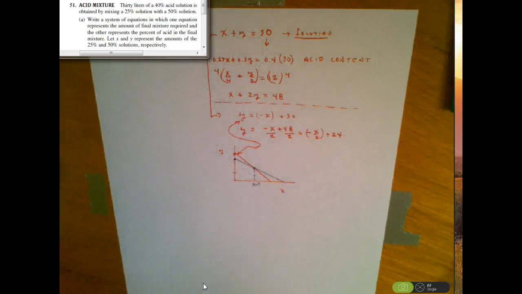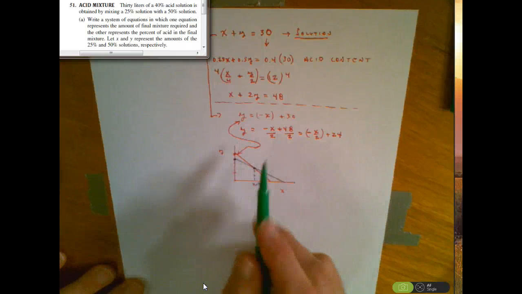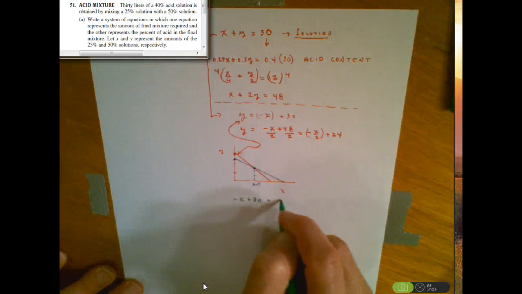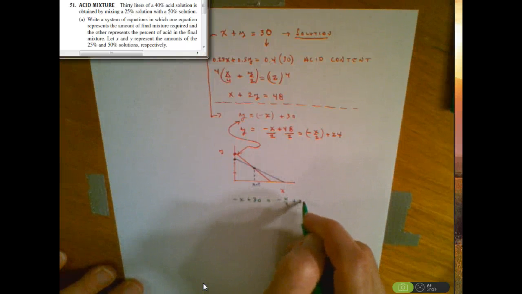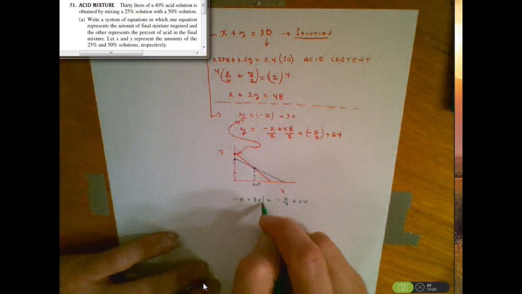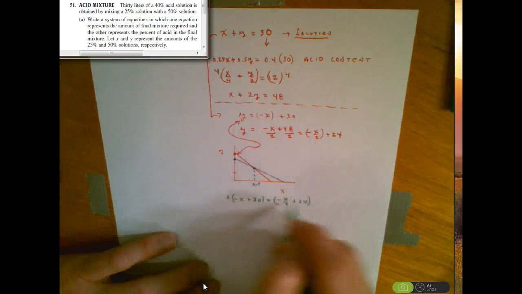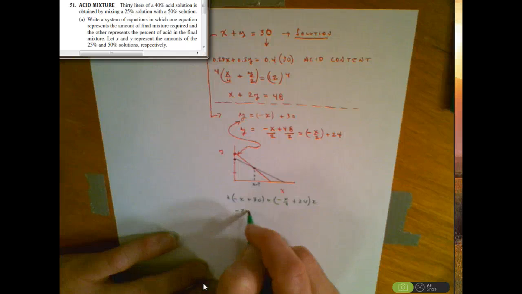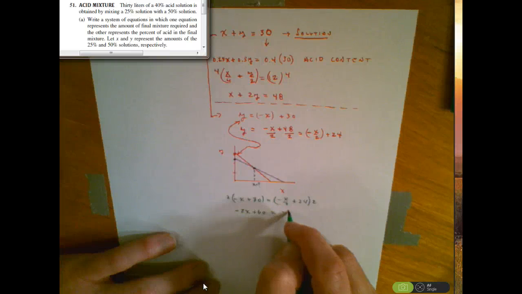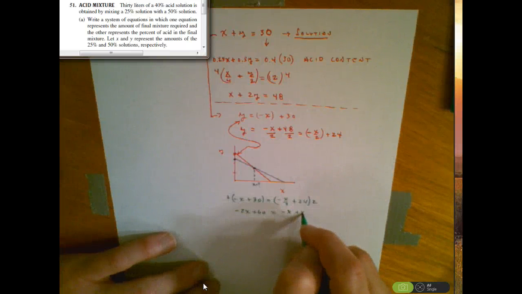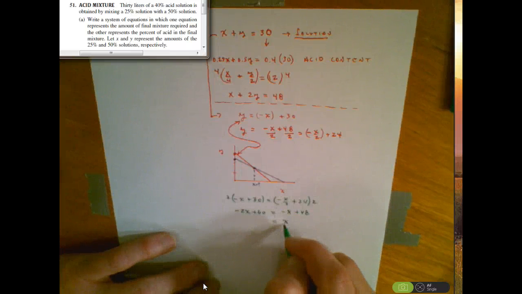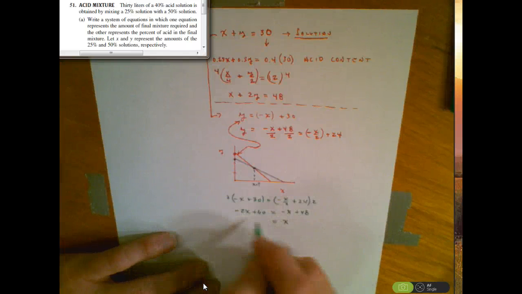Since we have it easily set up for substitution, I'm just going to go ahead and say negative x plus 30 is equal to negative x over 2 plus 24. I'm going to multiply both sides by 2, and I'm going to have negative 2x plus 60 is equal to negative x plus 48. If I bring my x's to the right, I will have 1x here, which makes that convenient. And if I bring the 48 to this side, I have 12.